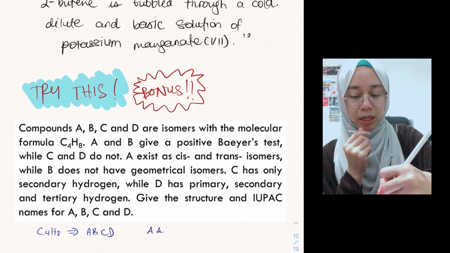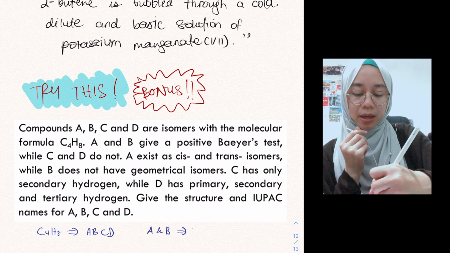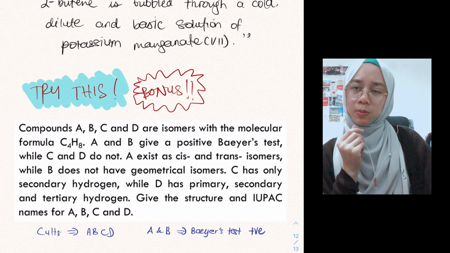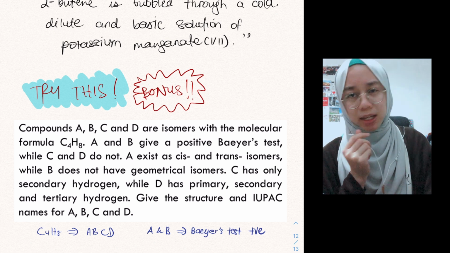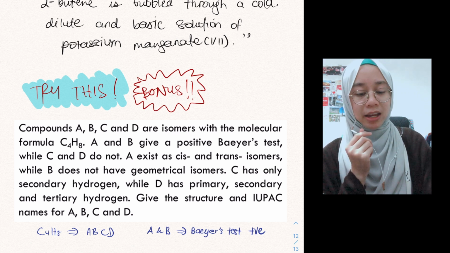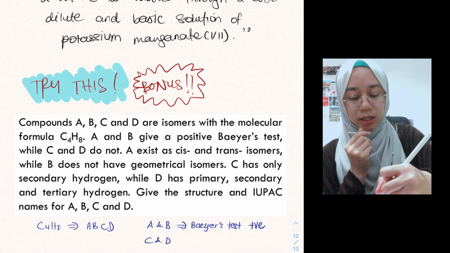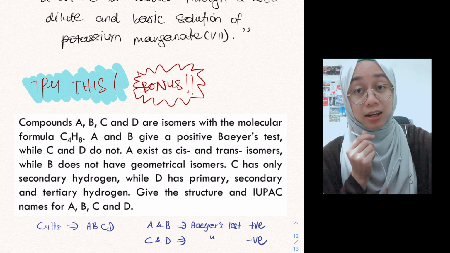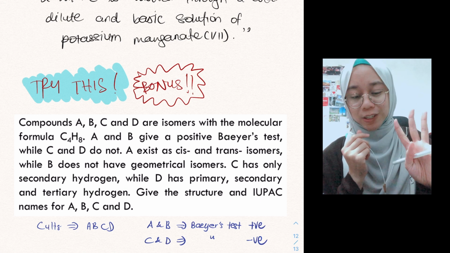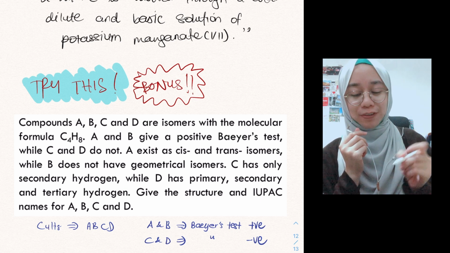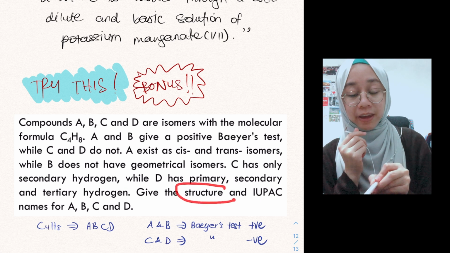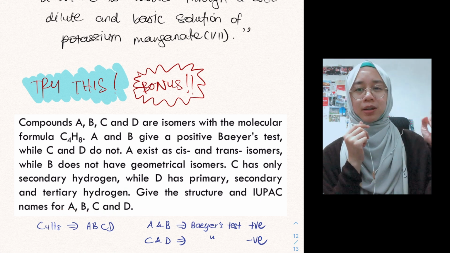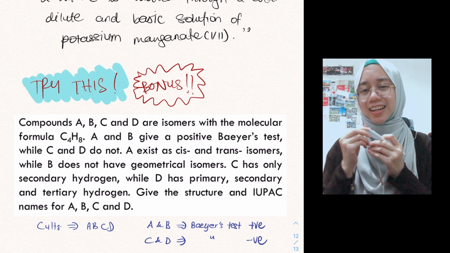Okay, so A and B, it gives a positive Bayer test. So Bayer test positive indicates that dia ada double bond ke tak ada. Itu kamu kena figure out lah. Okay, and then dia bagi tahu pula C and D, kalau Bayer test pula negatif. So kalau negatif, meaning adakah tidak double bond? Okay, so Miss tolong sampai situ je, and then you read the rest on your own and then try to figure out the structure of A, B, C, D and then also give the name for A, B, C, D ni. Okay, dia gabung sebenarnya daripada kamu punya chapter 1, 2 and 3. Okay, good luck. Bye.